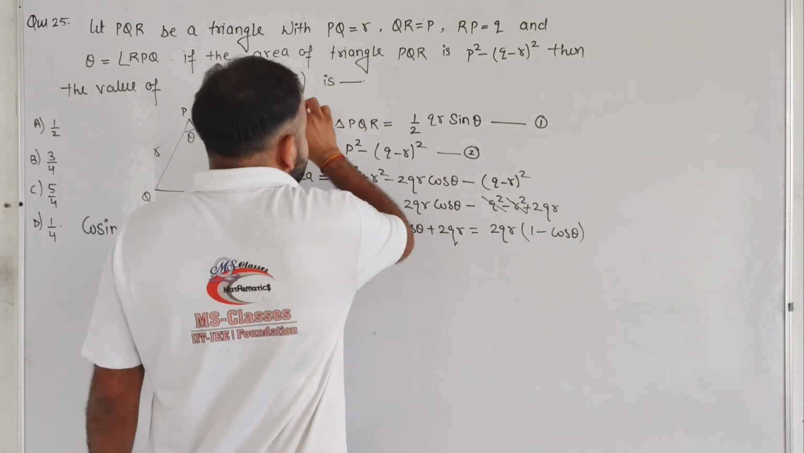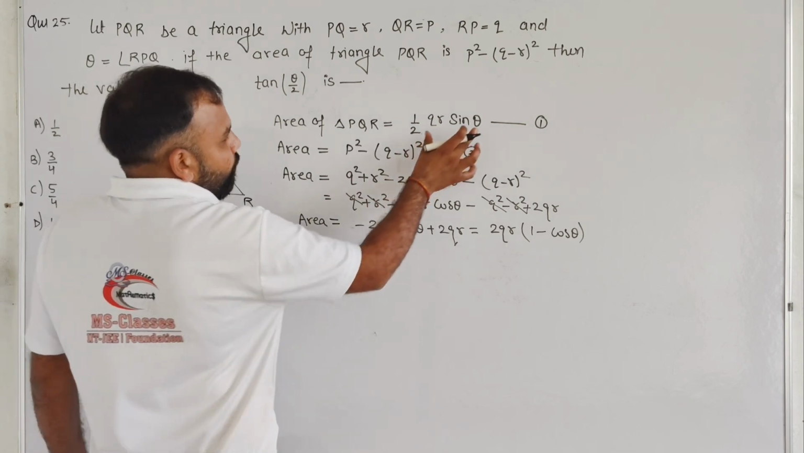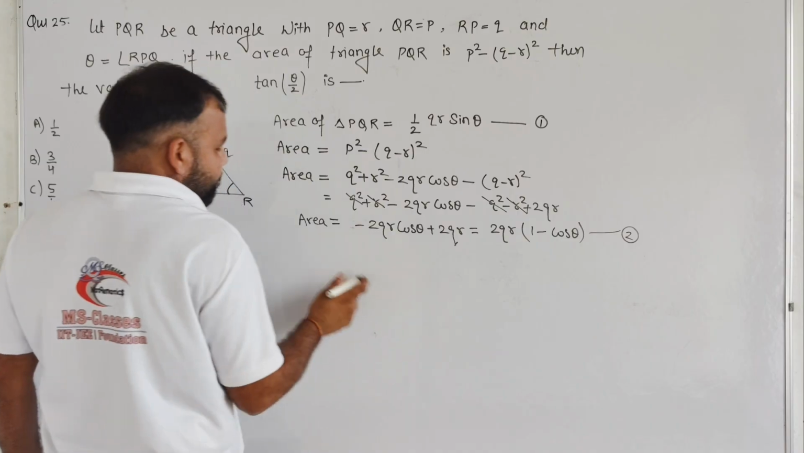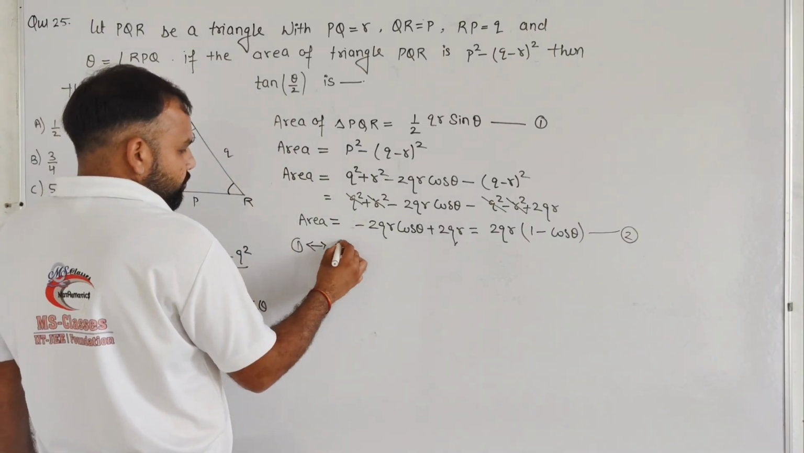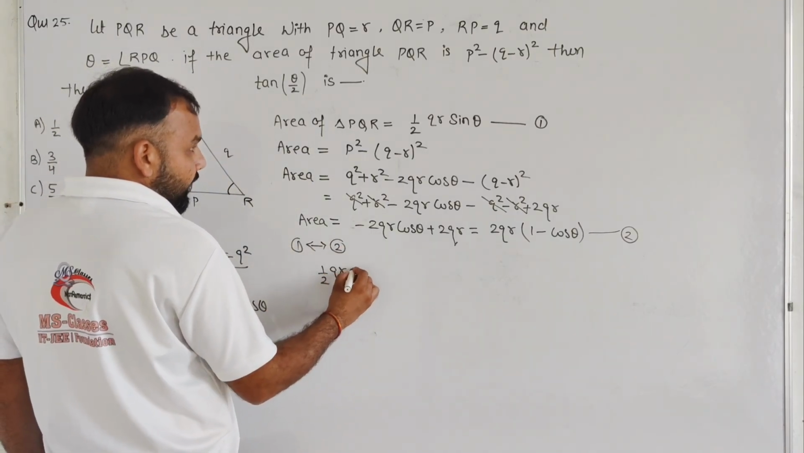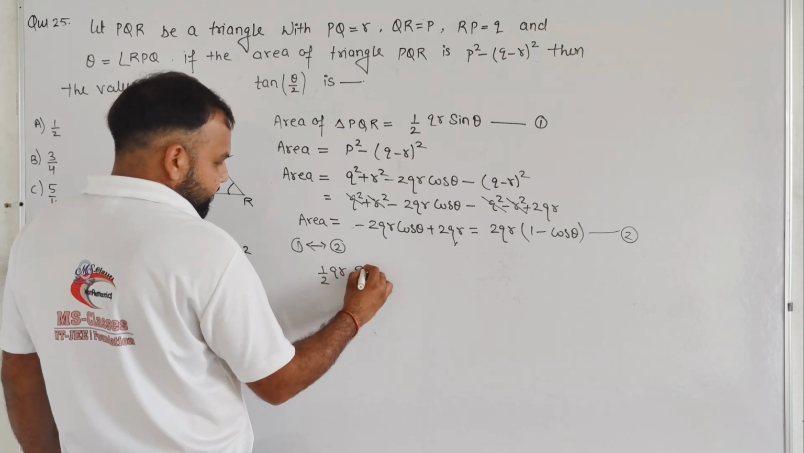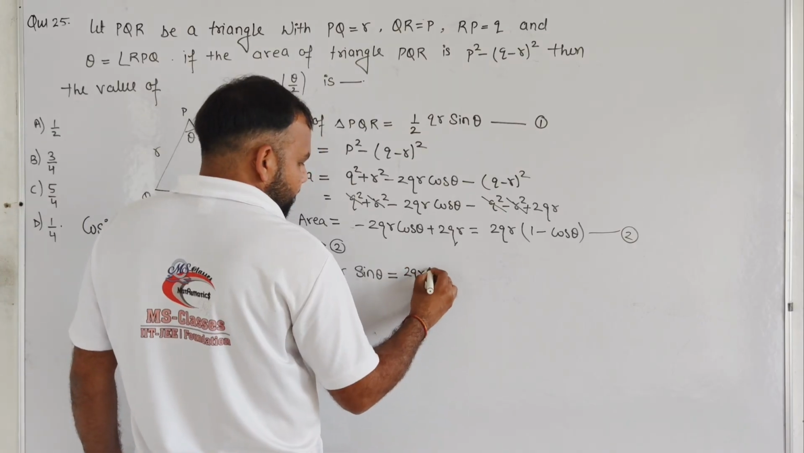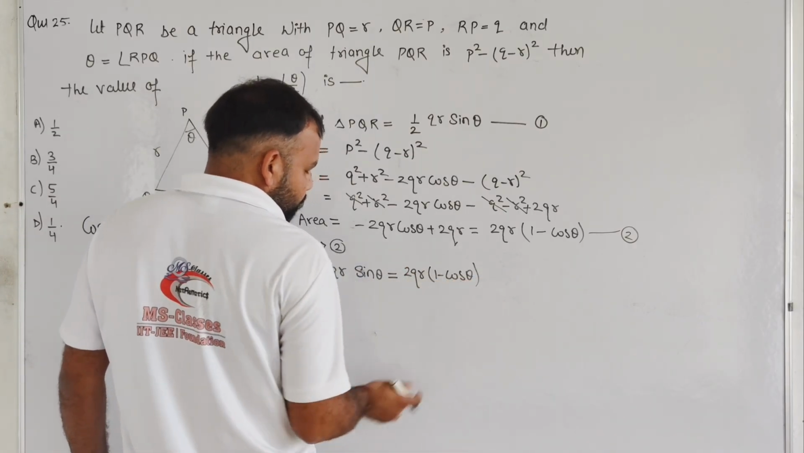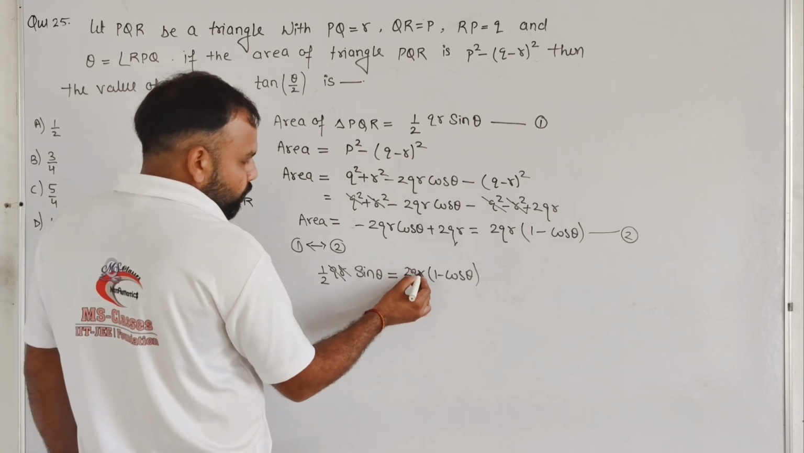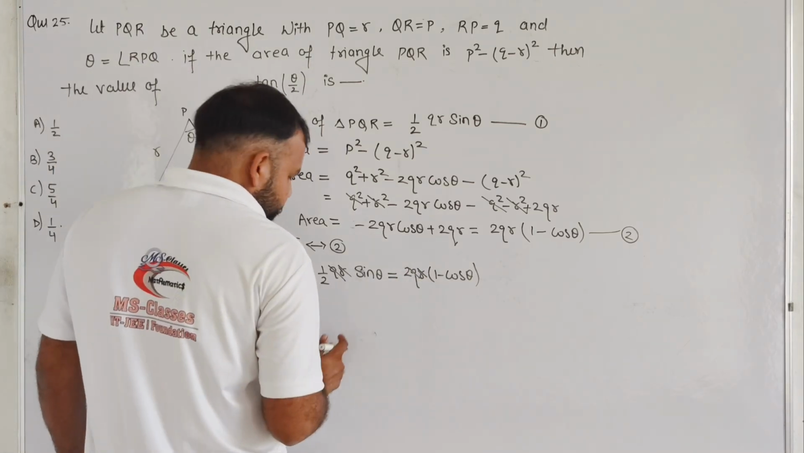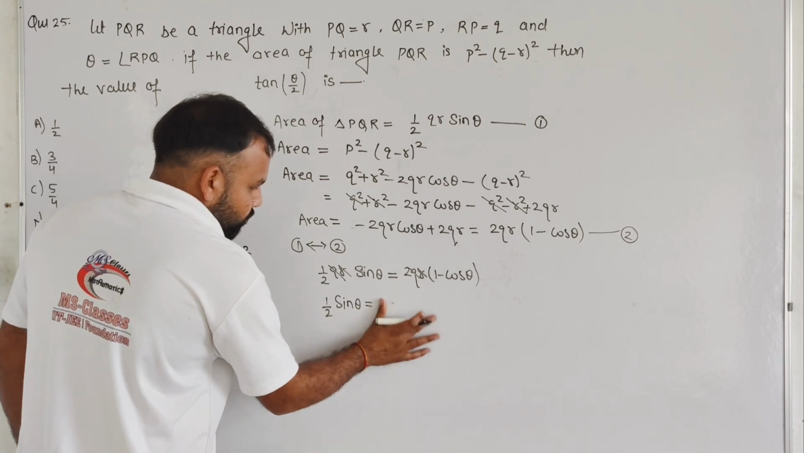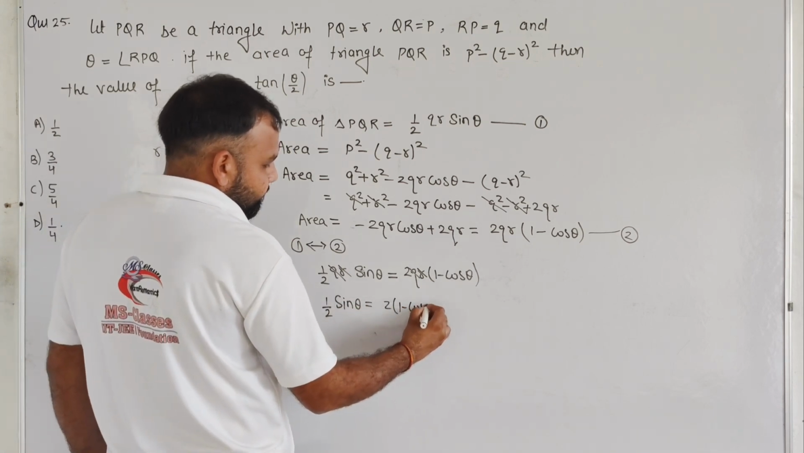But we need to calculate tan theta by 2. So student, from equation first, let us consider this as our equation second, not this one. So compare equation first and second. So 1 by 2 times qr sin theta equals 2 times qr into 1 minus cos theta. Student, you can see qr cancels, so 1 by 2 sin theta equals 2 times 1 minus cos theta.